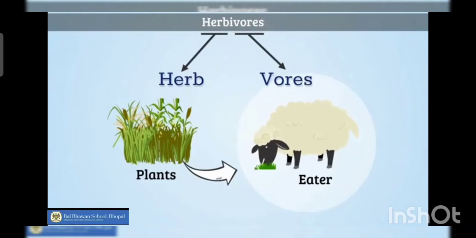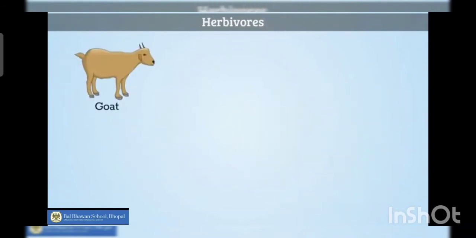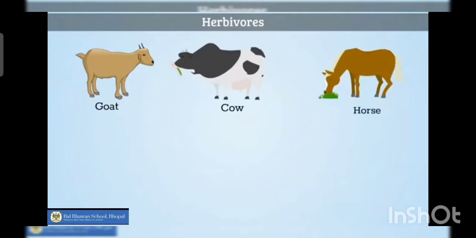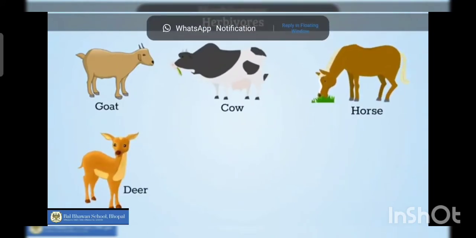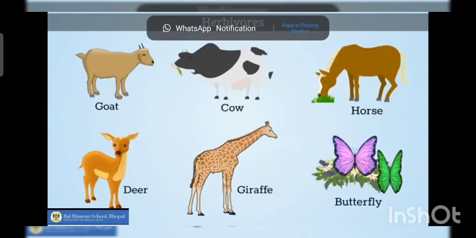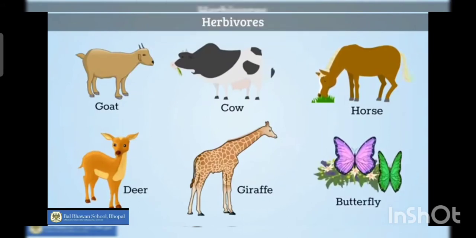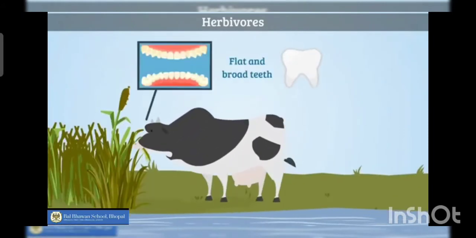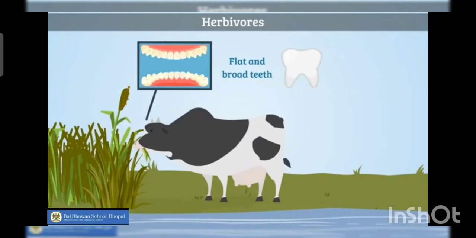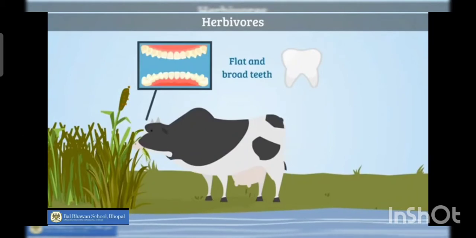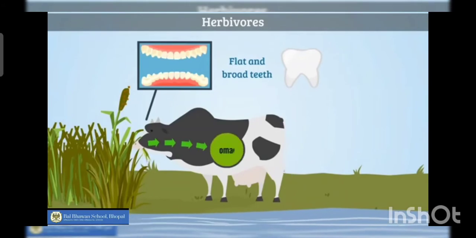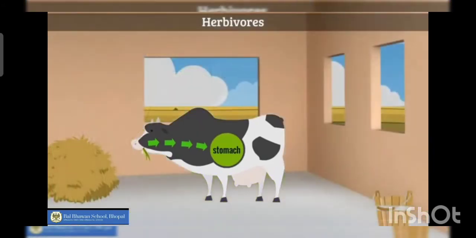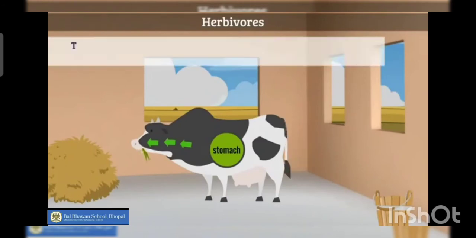For example, cow, goat, deer, zebra, giraffe and so many. Now they have very strong teeth for grinding the food and sharp front and broad teeth for biting and cutting the food. This is because plant food needs to be chewed a lot, as it is very rich in a substance called cellulose, which is very difficult to break down, and cellulose is present in grass.